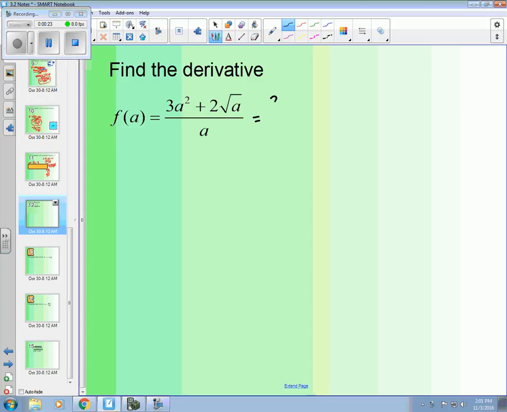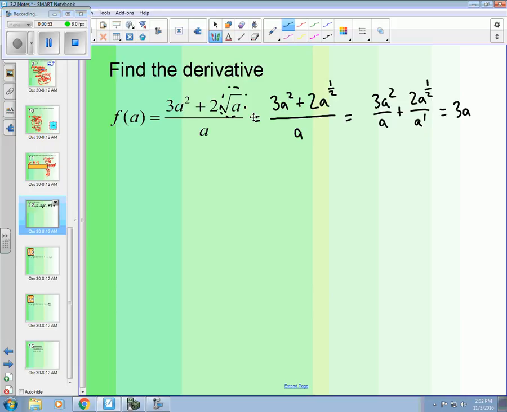Another way to write this function would be 3a squared plus square root of a, which is the same as 2a to the half power. If there's a single term on the bottom, that means we could write this as two separate fractions, this plus this. And then we could divide these out into single terms. So 3a squared over a is the same as just 3a. And 2a to the 1/2 power over a to the first power: if we have exponents that we're dividing, we subtract those. So this would be the same as 2a to the negative 1/2.